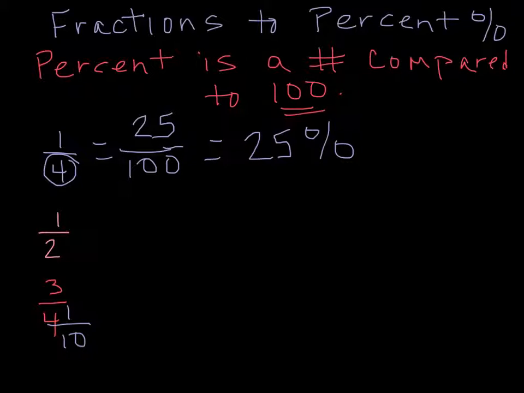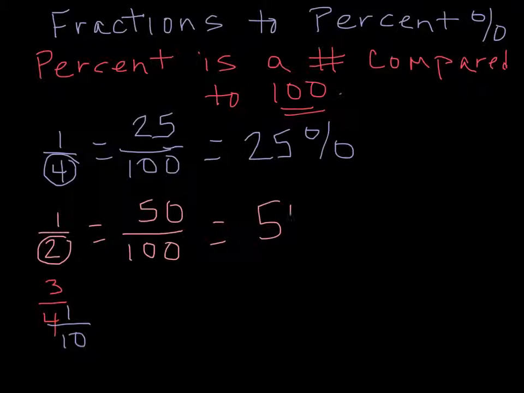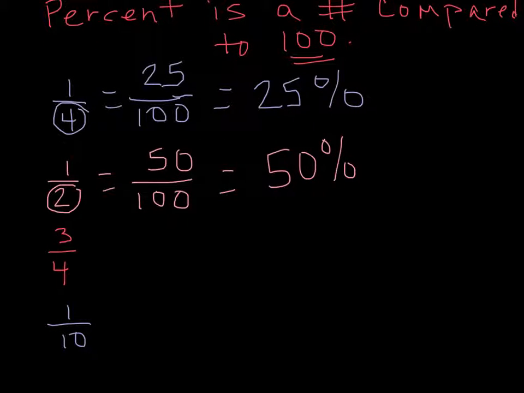Okay, let's look at another one. So here you have 1/2. 2 is also a factor of 100. If you take 100, or $1, and you divide it in 2, you would get 50 cents. So 1/2 is the same thing as 50 over 100. And how do we write that 50 as a percent? It is 50% of 100. So this is really easy when you have a number that is a factor of 100. Let's do a couple more.